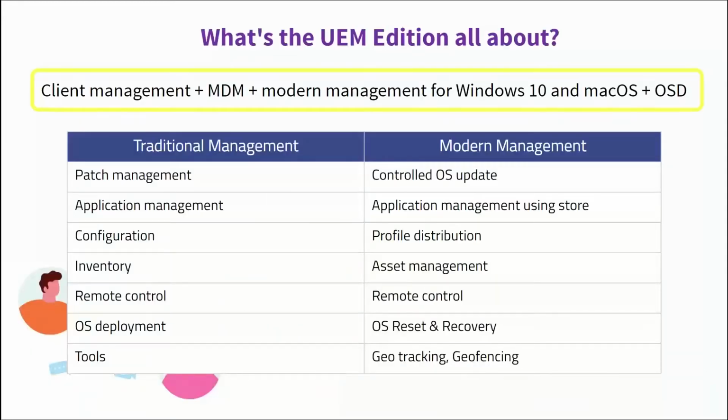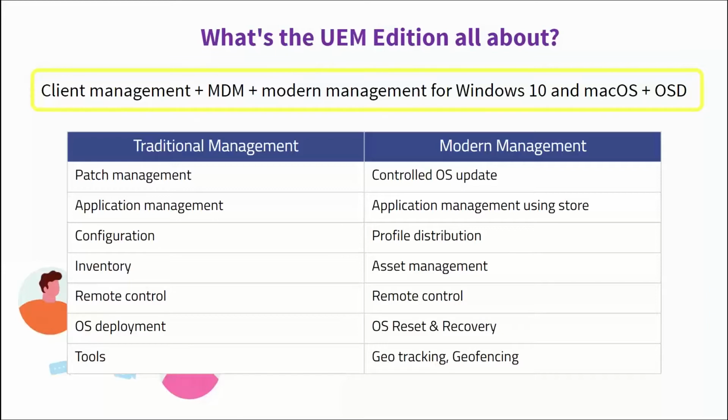In unified endpoint management, you can manage endpoints in a traditional IT management fashion. This includes patch management, application management, configuration deployment, OS deployment, tools for troubleshooting, and day-to-day management activities. Similarly, endpoints can also be managed with modern management. All the modern operating systems support modern management. It supports features like geo-tracking, geo-fencing, managing store applications, profile distribution to enforce restrictions, and operating system reset and recovery.